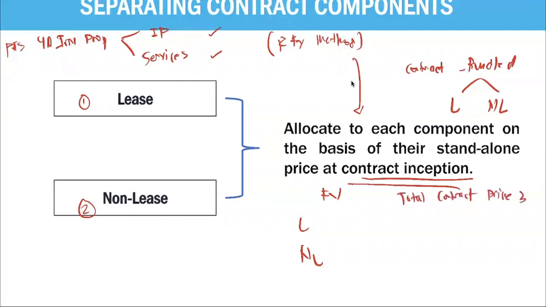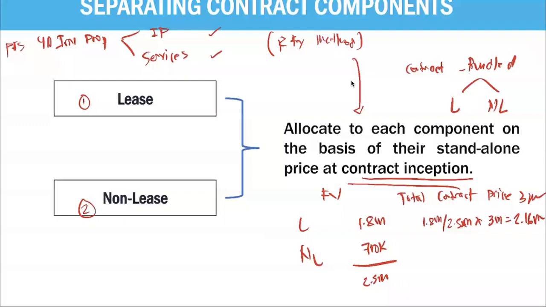is 3 million pesos. So let's say your lease, the fair value is 1.8 million. The non-lease, the fair value is 700,000. So the total fair value is 2.5 million. So when we say relative fair value, you get the proportion out of the total fair value. So the lease, 1.8 million divided by 2.5 million multiplied by the price of 3 million. So what is the amount allocated now to the lease? 1.8 divided by 2.5 multiplied by 3 million will give us 2,160,000. So that's how your relative fair value works.